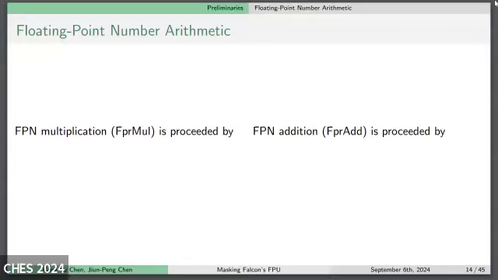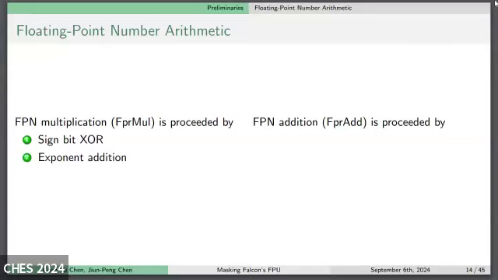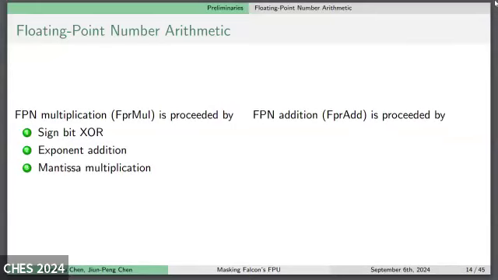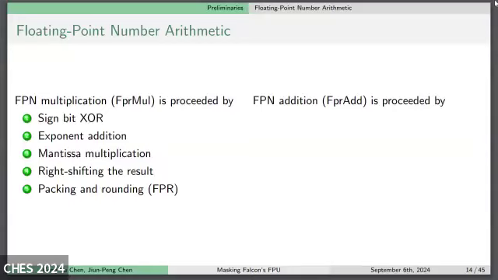Okay, let me briefly recall how floating-point number multiplication and addition work. For floating-point multiplication, we first XOR the sign bits of both operands and add the exponents, and then do the multiplication. After multiplication, the mantissa product can be very large, so we first right-shift the result, and then we pack the sign bit, exponent and mantissa and perform proper rounding. The last step is called FPR in Falcon's submission code.